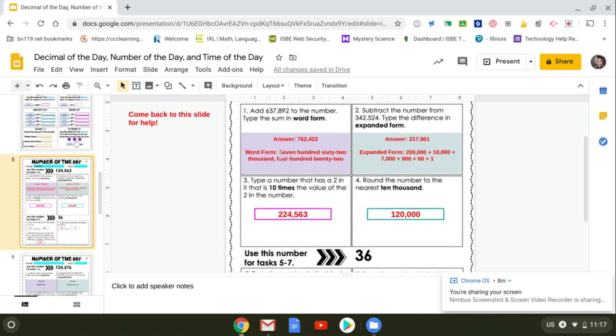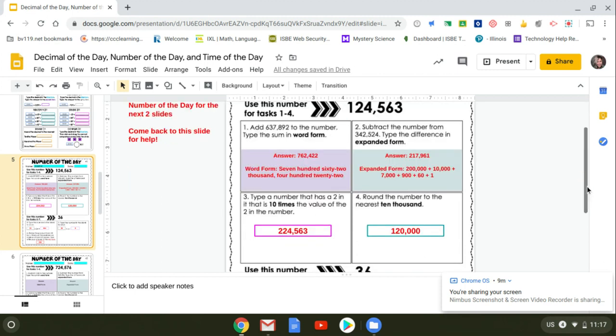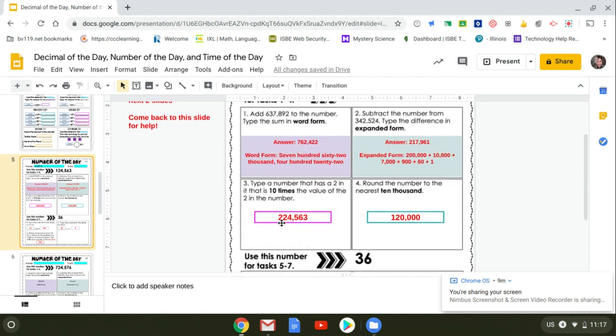Okay, then you are going to type a number that has a 2 in it that is 10 times the value of the 2 in this number. Well, our value of 2 here, that stands for 20,000. So I have to think, what number is going to be 10 times bigger than 20,000? And that was 200,000. So I put my 2 in my 100,000s spot.